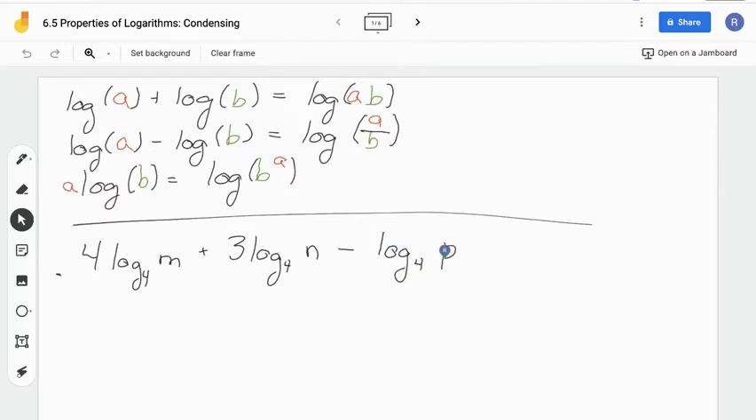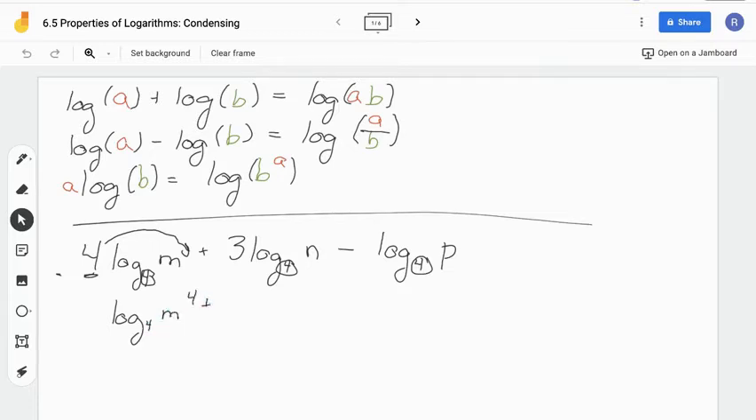Now, again, I want to point out that these base numbers don't really matter as far as our property goes, but make sure that if you are putting things together, that those bases have to all be the same. These properties only work if our bases are all the same. So then we're going to go through kind of a step-by-step process to condense these. So instead of having this number out in front, now we're going to remember that that means it should be kind of our exponent. So I can rewrite this as log base 4 of m to the 4th.